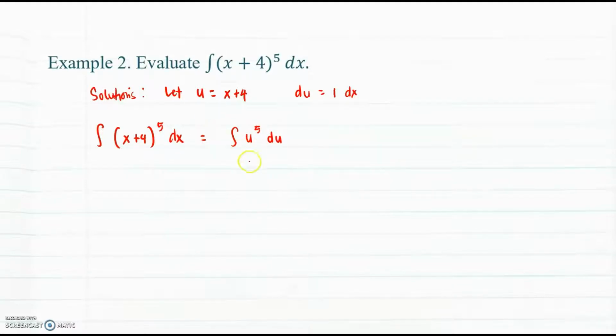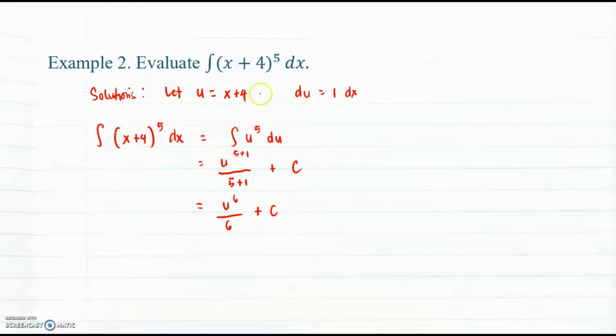So apply the general power rule. We have here u raised to 5 plus 1 over 5 plus 1 plus c. Don't forget, plus c is an essential part in integrating. So you have here u raised to 6 over 6 plus c.